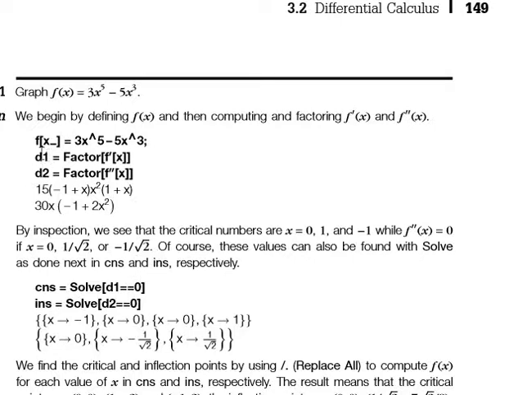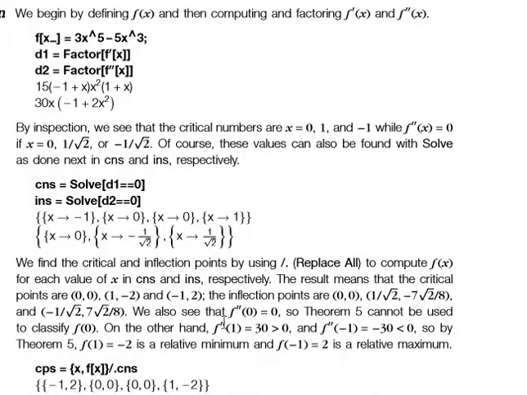It means we put 0 here and we get the result, and secondly we put 0 here for d2. The first result is x equals minus 1, 0, 0 and 1. For the second, the second derivative equals 0 at 0, 1 over root 2 and minus 1 over root 2. Then we use minus 1, 0, 0 and 1. These are the critical points.